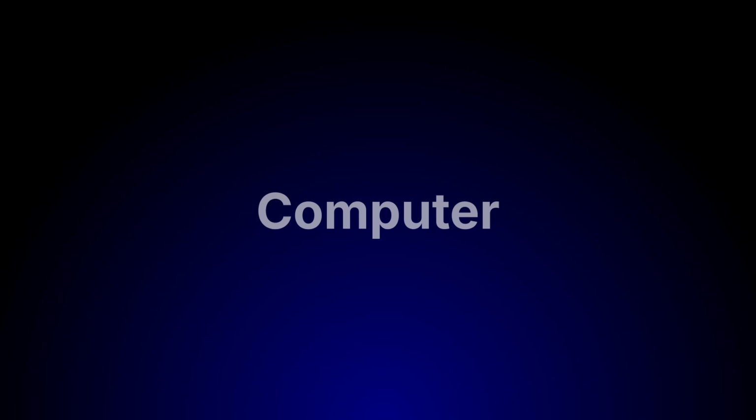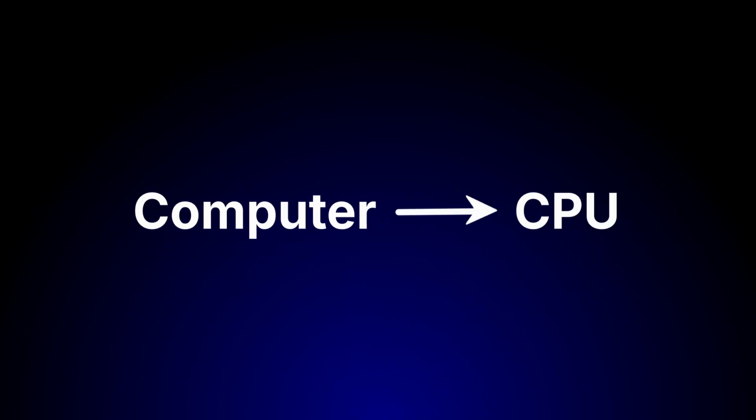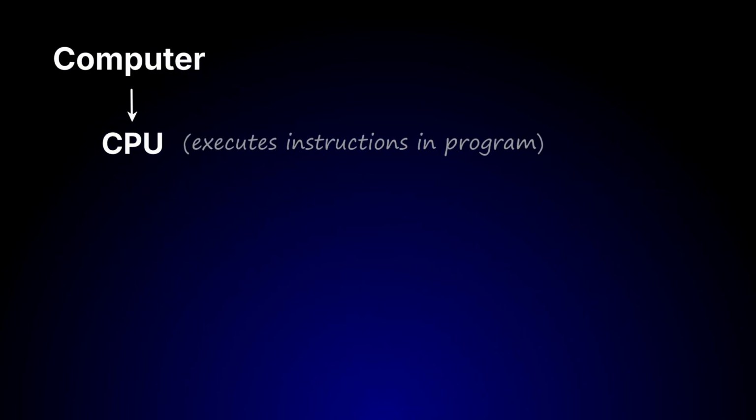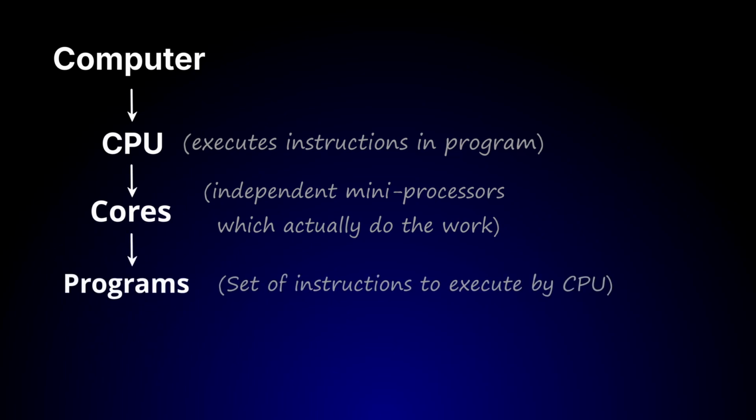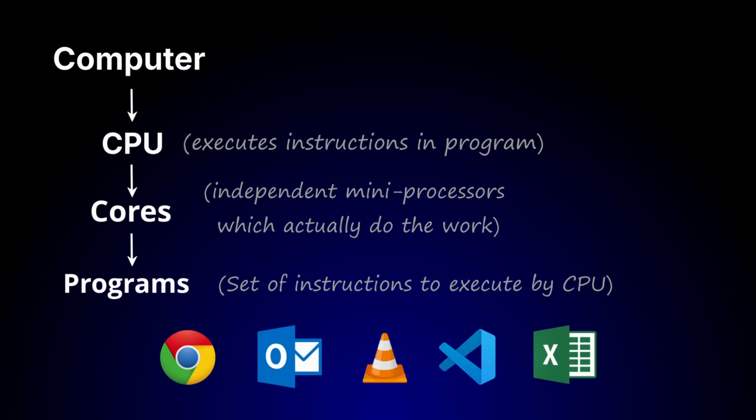We all know the main thing in a computer is the CPU, which executes the instructions in a program. Inside the CPU, we have cores, which are independent processing units responsible for reading instructions and executing calculations. Programs are the set of instructions run by the CPU. A browser, for example, is a program. The different software we use in our computer are also programs.